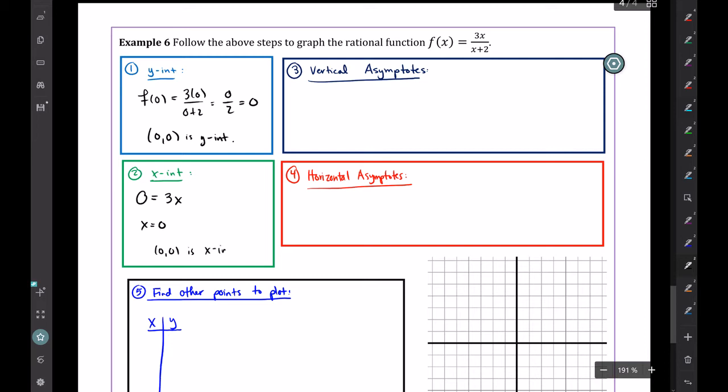So 0, 0 is also our x-intercept. So next up, you should look for the vertical asymptotes. So take a second and recall that to find the vertical asymptote, you want to set the denominator equal to 0 and solve. So go ahead and do that. Okay, so if 0 equals x plus 2, then that means x must be equal to negative 2 is a vertical asymptote.